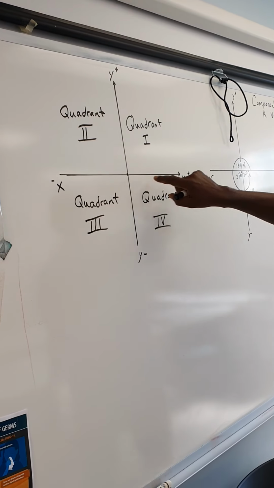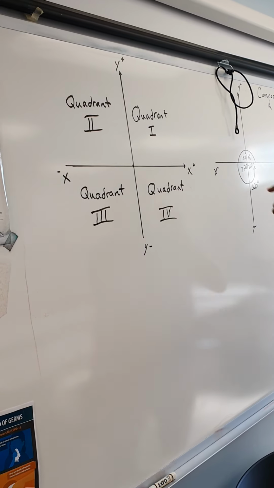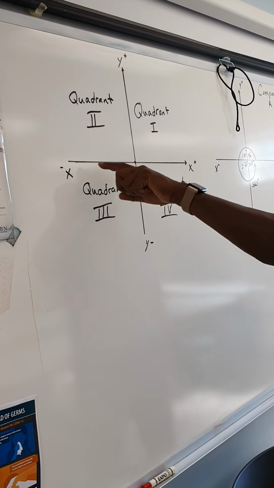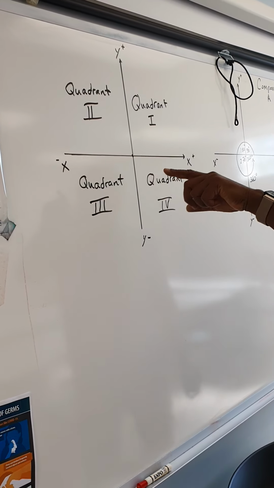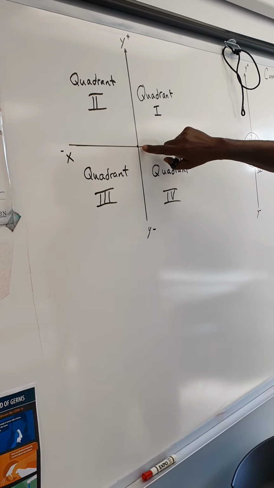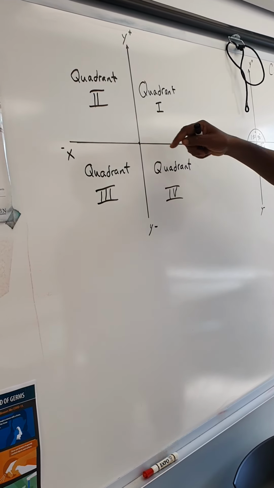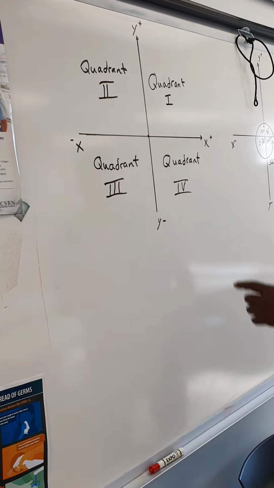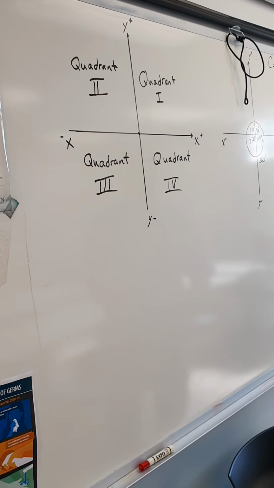Anything to the right of the point of origin is in the positive x direction. Anything to the left of the point of origin is in the negative x direction. Anything above the point of origin is in your positive y direction. Anything below the point of origin is in your negative y direction.